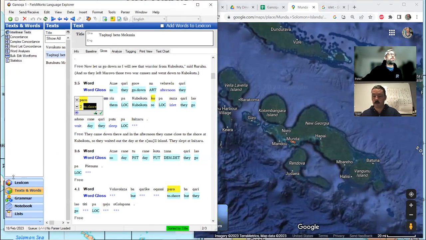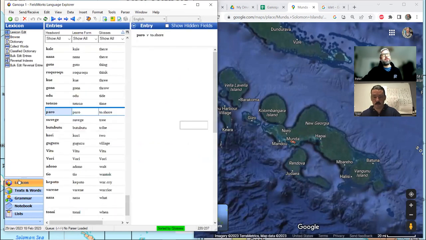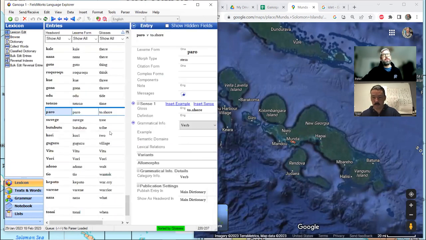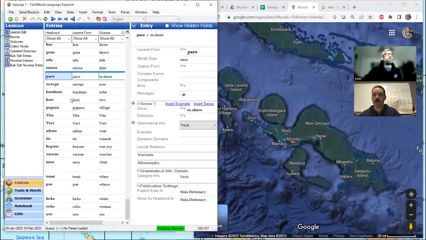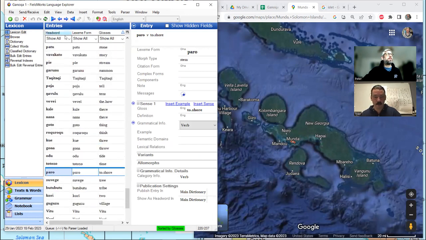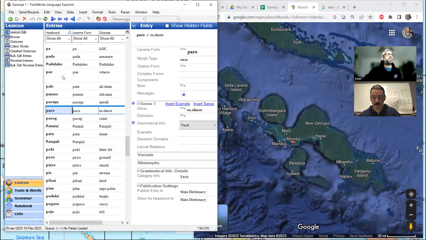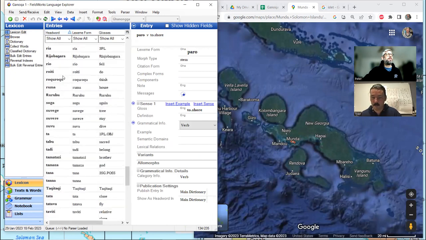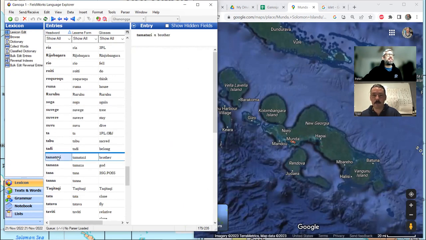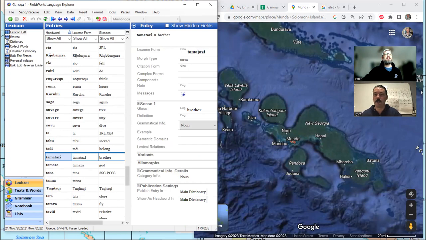There's only one possible word where we could get it, and it'd be weird for the word for ocean to disappear in an Oceanic language. What I just found? What's that? In our very first text, there is a word tamatazi. Guess which word I was taking you to? Mm-hmm. Tamatazi, sibling. I didn't remember this, but I searched for it. Tamatazi should be family, not sibling.